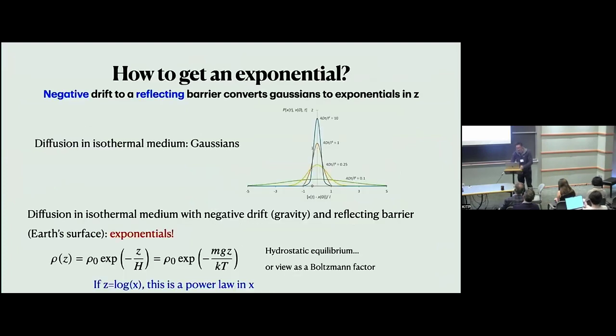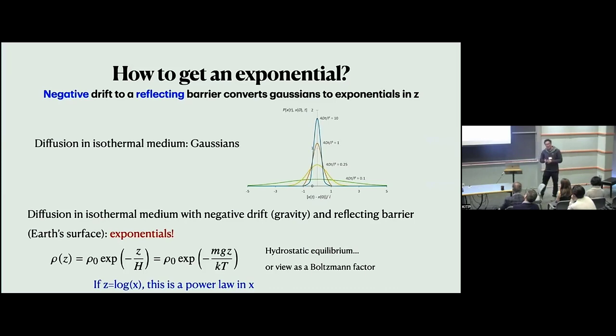I just want to say that if you have regular diffusion, you get a Gaussian. But if you have two ingredients, negative drift and a reflecting barrier, that Gaussian will turn into an exponential. And if this factor, z, is actually a logarithm, you will get a power law. You can solve the Fokker-Planck equation, but the easiest example of this is to think about our own Earth's atmosphere.